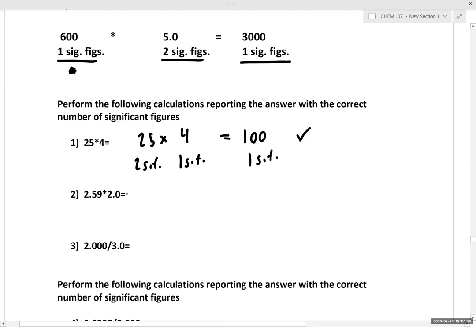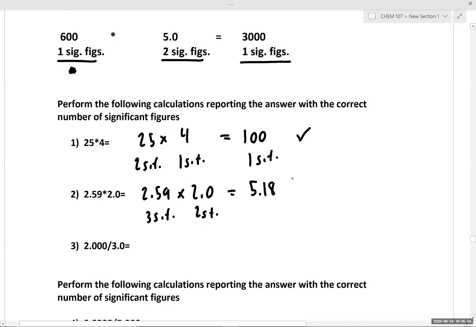Let's look at 2.59 times 2.0. So 2.59 has 3 sig figs. We multiply it by 2.0, which has 2 sig figs, and that in turn gives us 5.18. Now, would someone like to tell me how many sig figs I should report in my final answer?